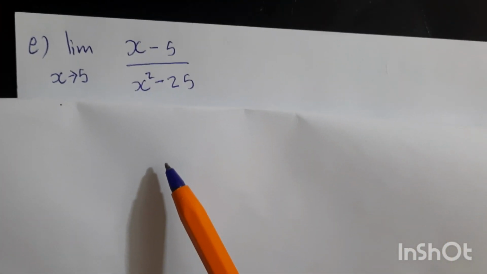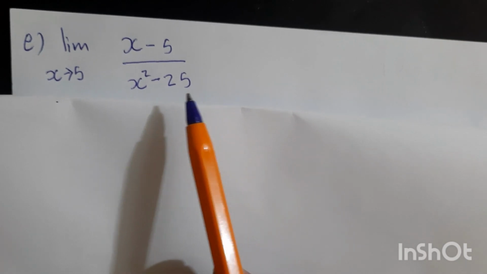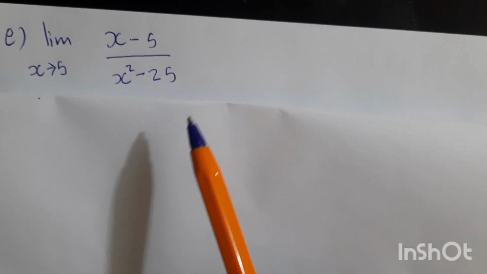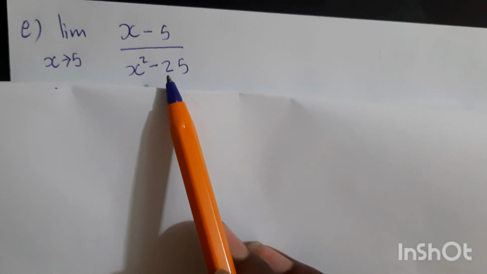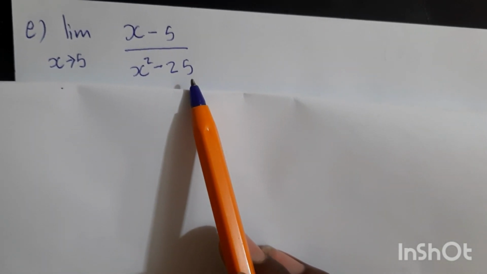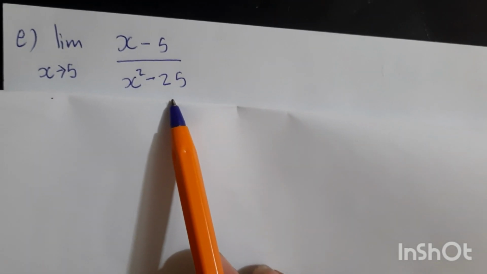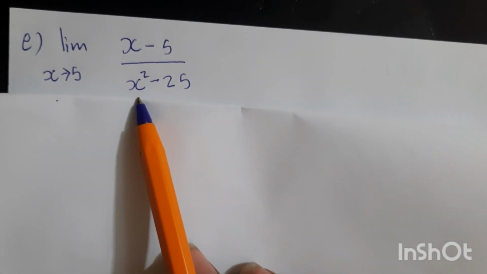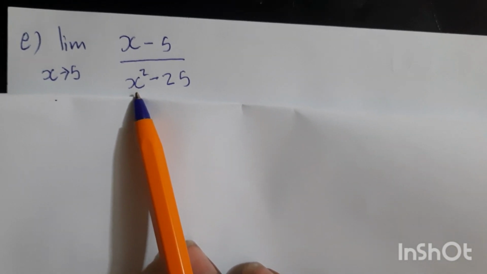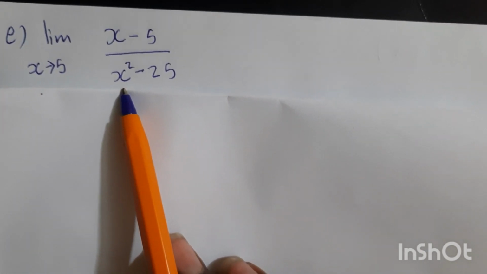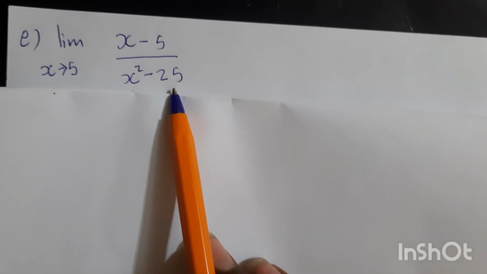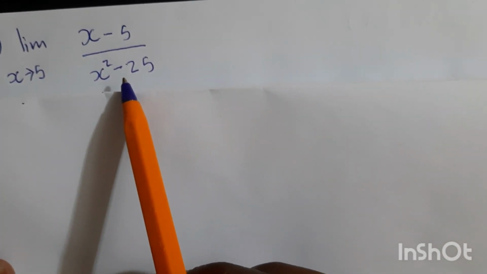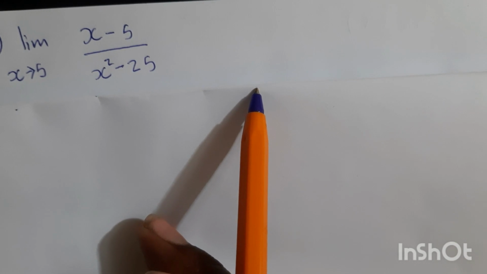So what we're going to do is simplify this as much as possible. If we look at the denominator, x squared minus 25, they are both perfect squares. What will multiply by itself to give you x squared is x, and what will multiply to give you 25 is 5. Due to the fact that there's a minus here, this will give you a difference of 2 squares.